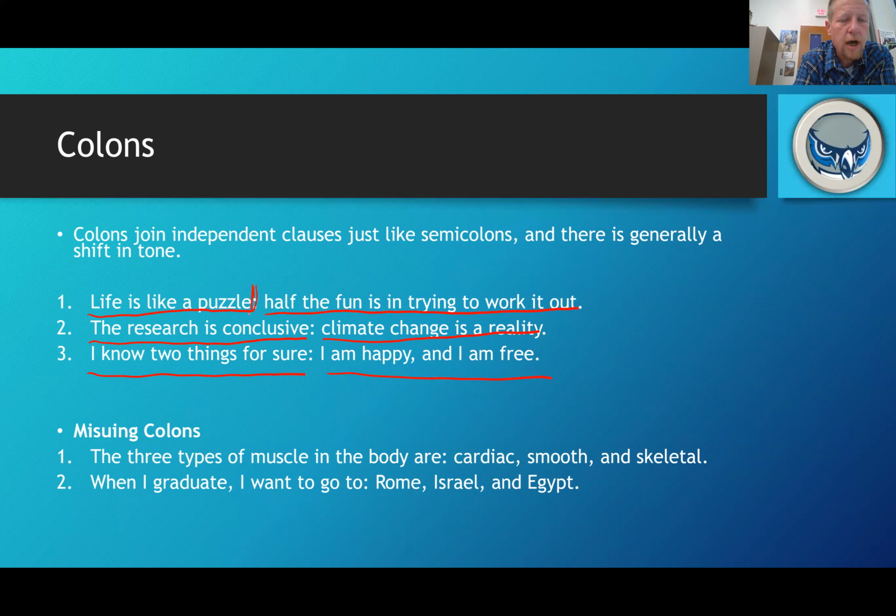You'll notice that when you use this colon to divide these two sentences, you really are sort of dividing it, because you need something more powerful than a comma. Take a look. If I use commas for this, look what happens. Life is like a puzzle, comma, half the fun is trying to work it out. There is enough of a shift in tone that you need something more powerful than a comma. Or how about this? The research is conclusive, comma, climate change is a reality. Those don't go together as smoothly with a comma, and there's an awkward shift and change in tone. So that shift probably requires some pretty advanced punctuation. Let me show you what it looks like without them.